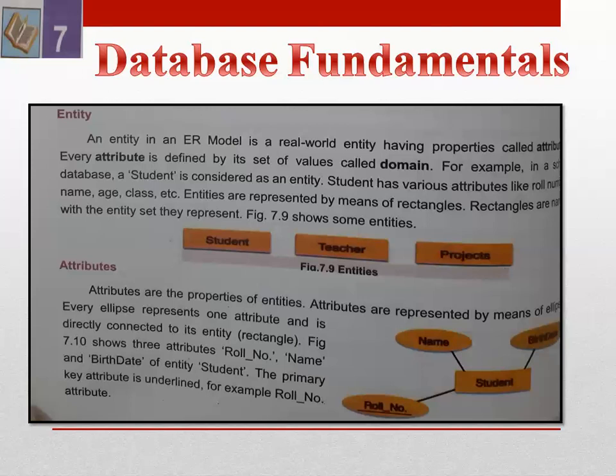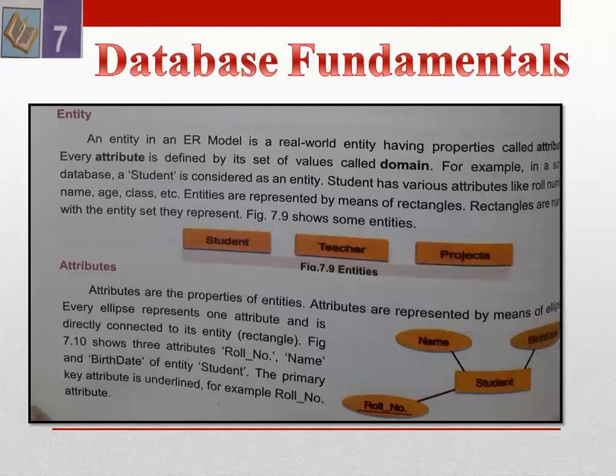Then we have attributes. Attributes are the properties of entities. Attributes are represented by means of the ellipse shape or oval shape. Every ellipse represents one attribute and is directly connected to its entity rectangle.